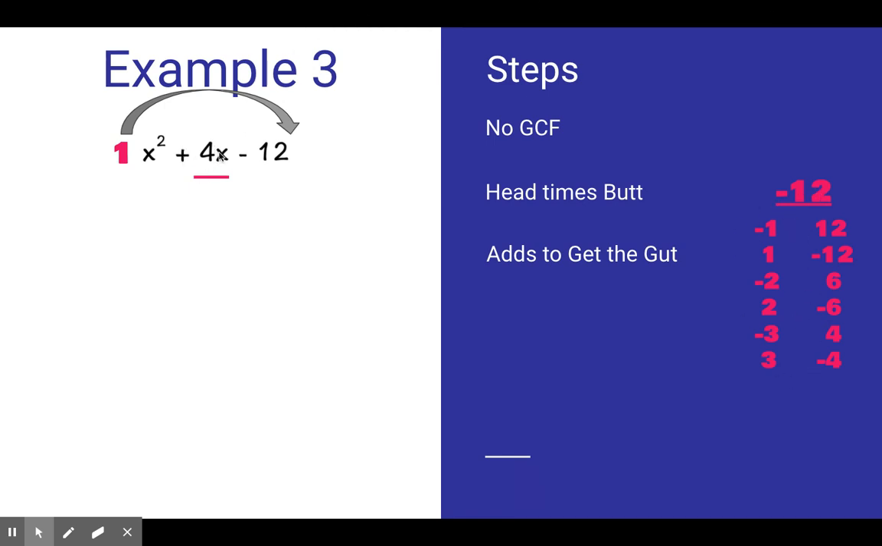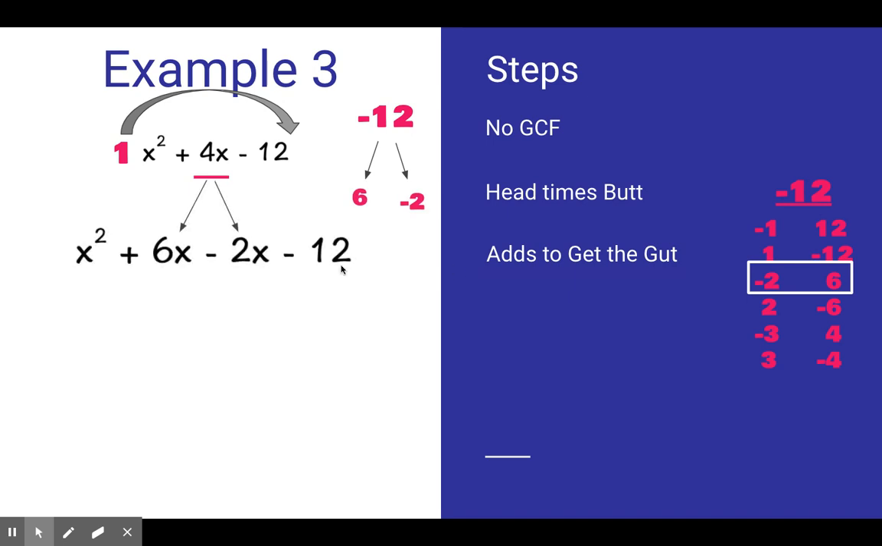So if I want a positive 4, I have to find the group that's going to give me a positive 4, which would be negative 2 and 6 gives me positive 4. So those are going to be the two factors I use to split my middle term. Once again, the order in which you put these does not matter. I could switch and put negative 2x first and positive 6x second.